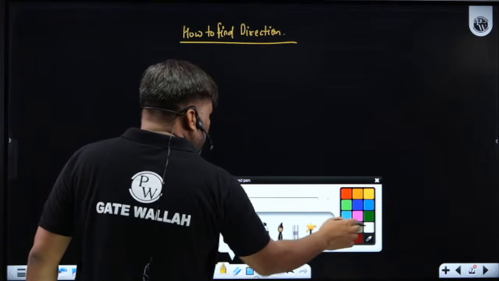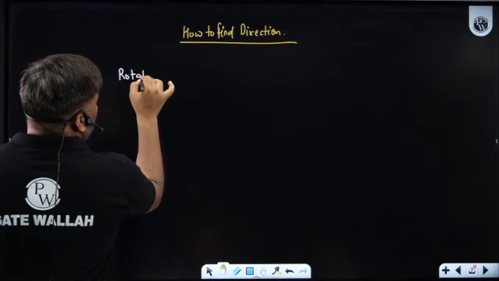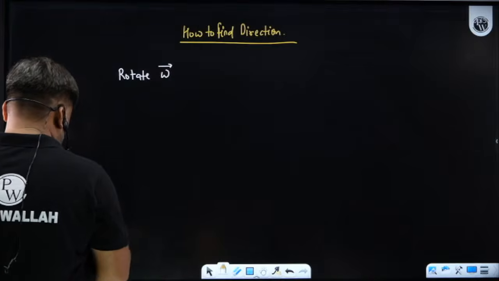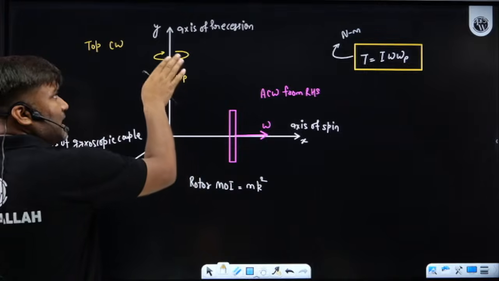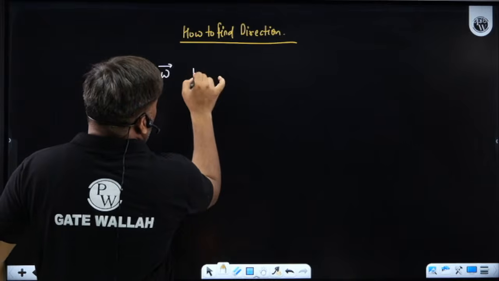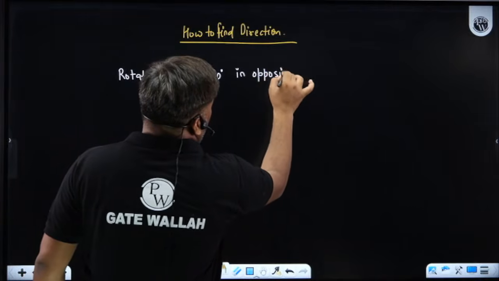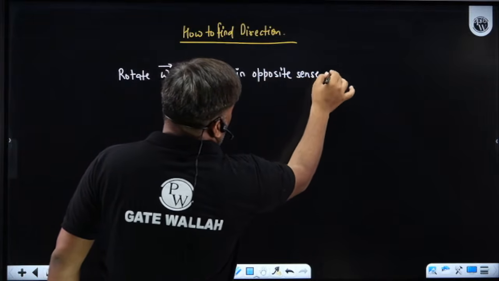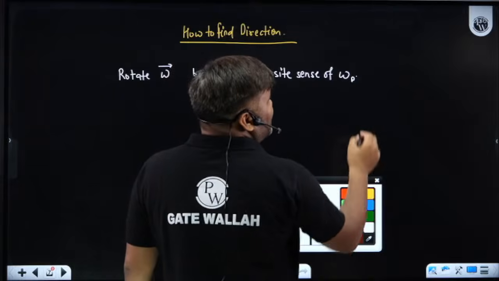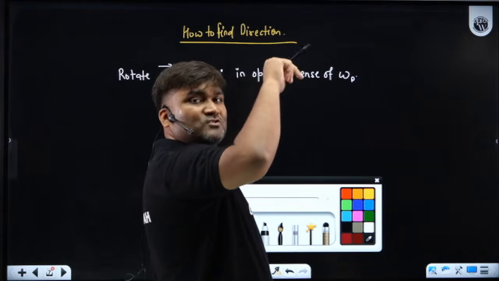How to find out the direction? Do one thing. Take the omega vector and rotate that omega vector opposite to omega p by 90 degrees. Rotate the omega vector by 90 degrees in the opposite sense of omega p. Opposite to omega p means if omega p is clockwise, you have to rotate anti-clockwise. If it was anti-clockwise, you have to rotate clockwise.